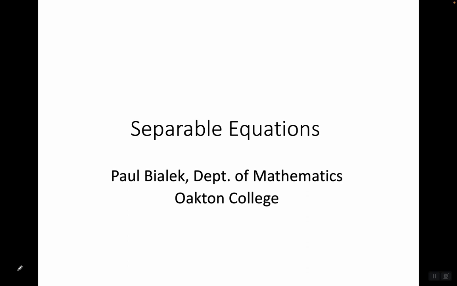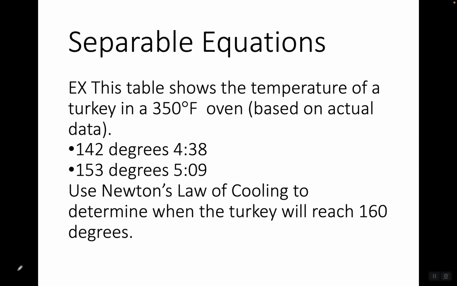Let's talk about separable equations. This table shows the temperature of a turkey in a 350-degree oven. These are actual data. I took these measurements a while back. 142 degrees at 4:38, 153 degrees at 5:09. Use Newton's law of cooling to determine when the turkey will reach 160 degrees.